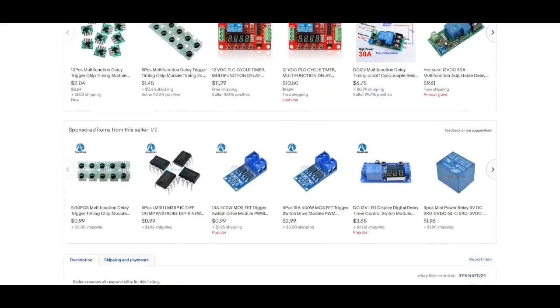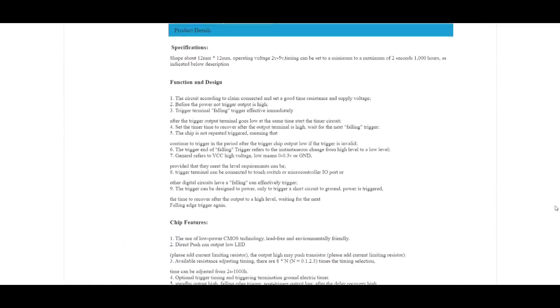Now, if we roll down here into the description, it tells us trigger terminal falling trigger effective immediately. So it's looking for a falling trigger to activate it. Set timer to recover after the output terminal is high. Wait for the next falling trigger. So it means it's resettable, I'm guessing.